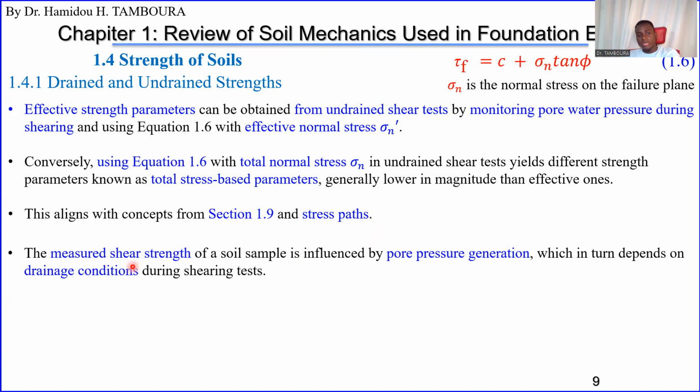So the measured shear strength of a soil sample is influenced by pore pressure generation. Okay, the pore water pressure is influencing the measurement, your experiment. But this pore water pressure is also dependent on the drainage condition. Actually, it's difficult for you maybe to understand if you are new in this, but for those who know triaxial test, maybe they know what I'm talking about. So pore water pressure can be controlled with drainage condition.